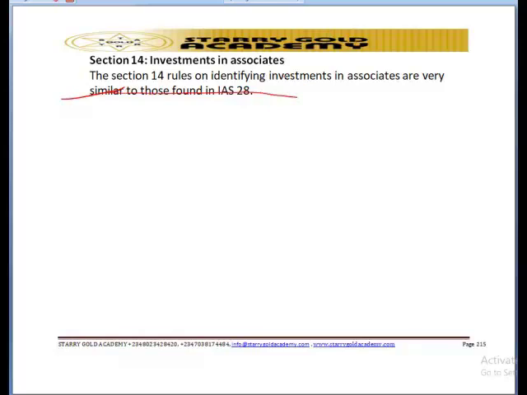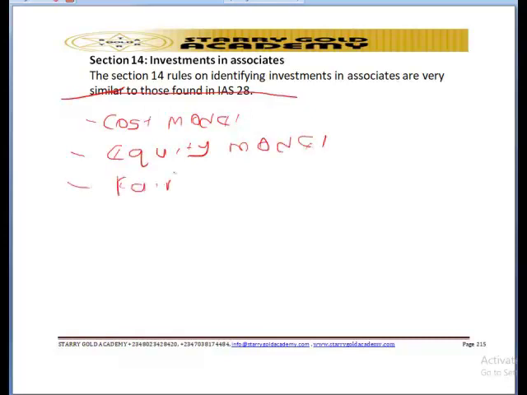Now, please don't forget that Section 14 allows an entity to account for all its associates using one of the following. One, it can account for it using the cost model. It can use the equity model. Lastly, it can also use the fair value model. Whichever it deems fit to use, it can use.